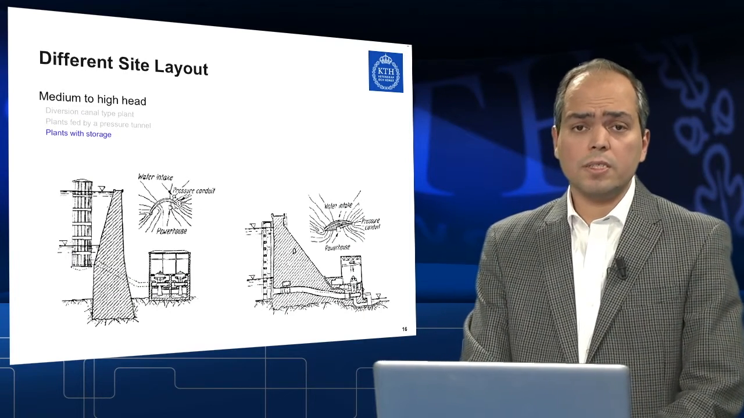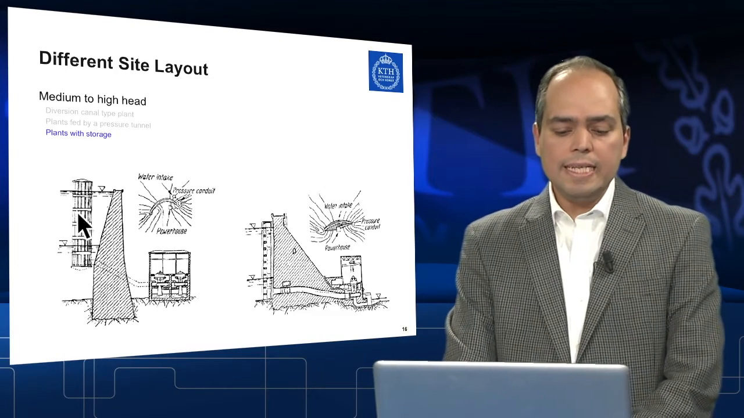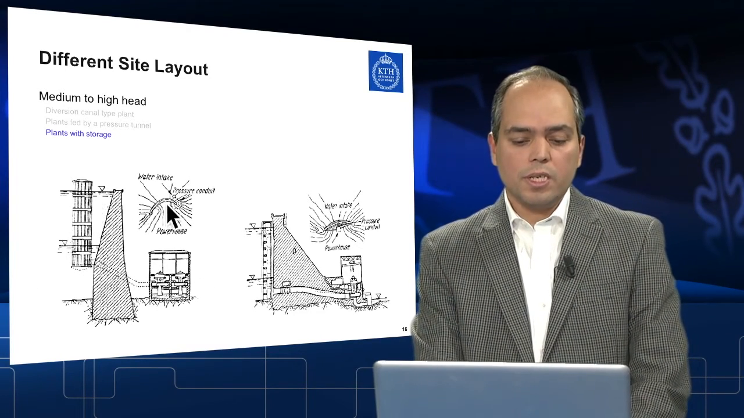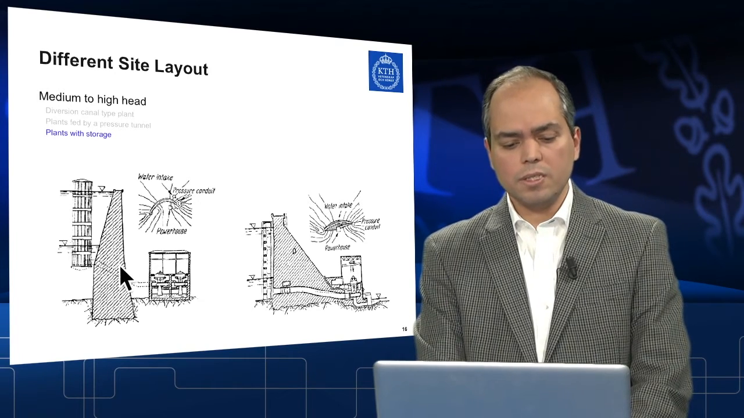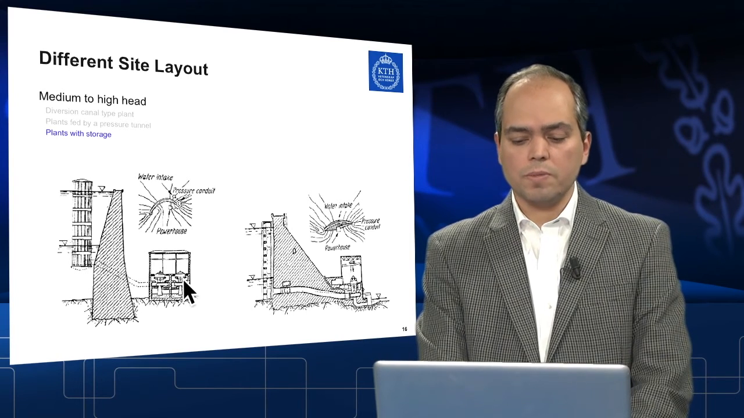And then come finally the plants with storage. These plants are built by building a dam and then making a storage available for water, and water will be released through the intake toward the power station. So here on this one, this shows a concrete dam. So the material of the dam is concrete. You could see the water intake and water flows toward the power station.